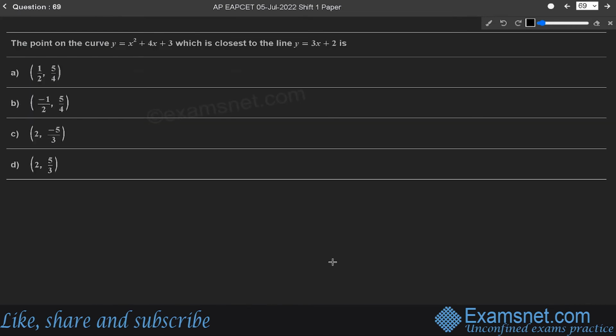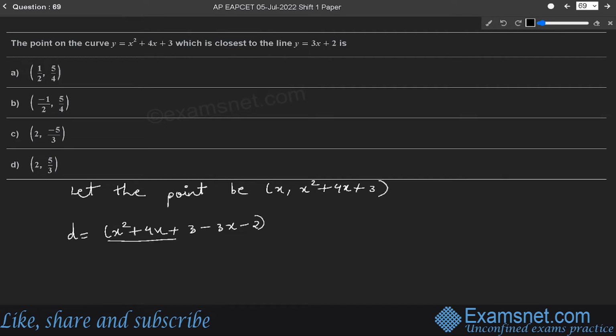Next question is: the point on the curve y is equal to x square plus 4x plus 3, which is closest to the line y is equal to 3x plus 2, is. We don't know the points here, so let the point be (x, x square plus 4x plus 3). Therefore, d will be equal to modulus of (x square plus 4x plus 3 minus 3x minus 2) whole divided by under root of 9 plus 1.